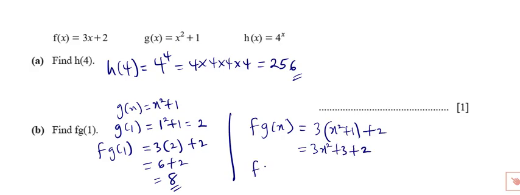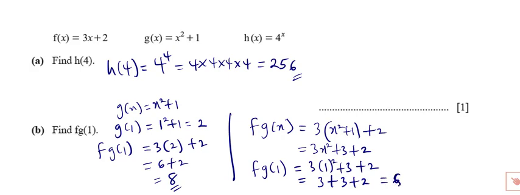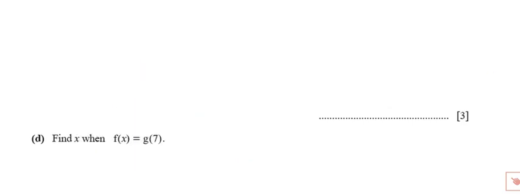So we now have fg of 1 equals 3 bracket 1 squared plus 3 plus 2, which is 3 plus 3 plus 2. That gives us 8. Sorry for that. That gives us 8. So you can see that both approaches are still valid. All right. Move on to the next question.